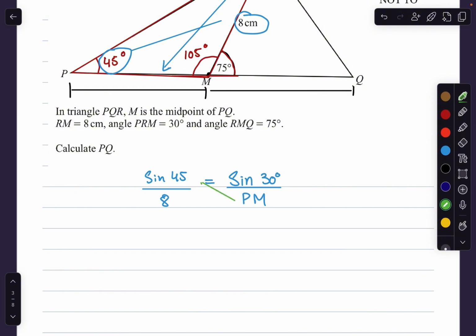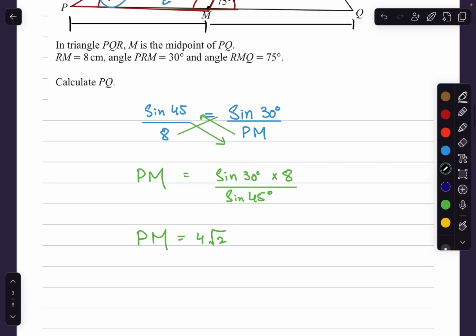Now we'll solve this and find the formula. Taking PM above and 45 down, PM would be the numerator. Side PM equals sine of 30 degrees, already there. When doing the cross multiplication, you take 8 above, multiply, and divide by sine of 45 degrees. You can use your calculator for that: sine of 30, multiplied by 8, divided by sine of 45. After solving, the answer we get here is 4 square root of 2.